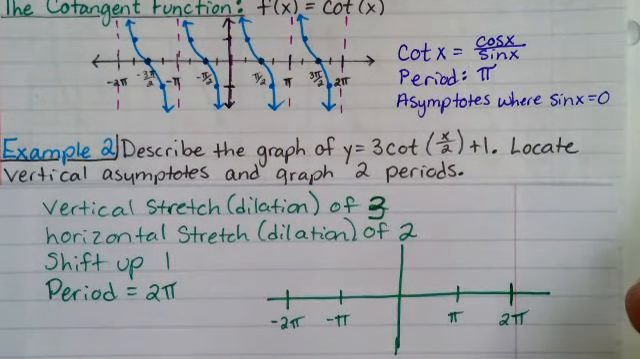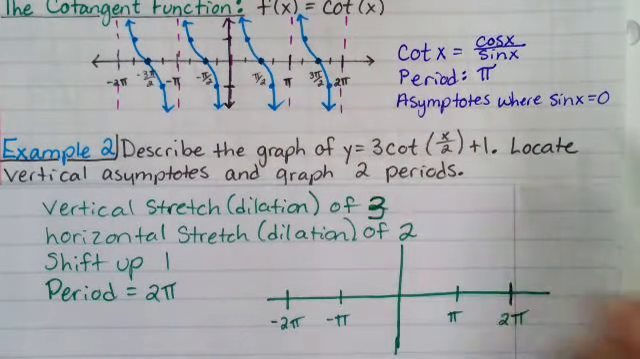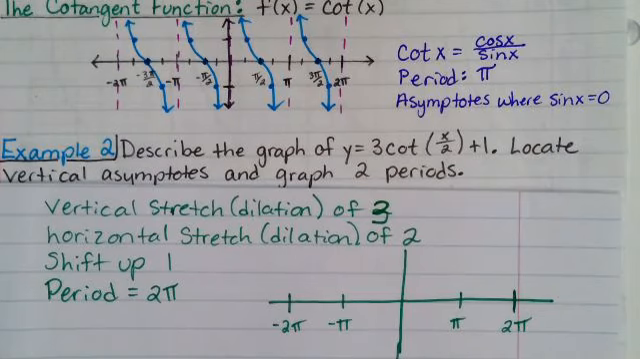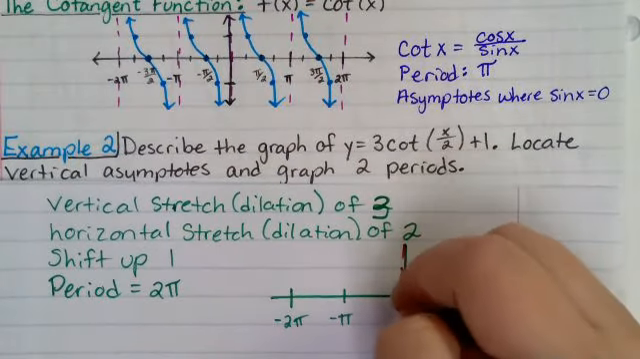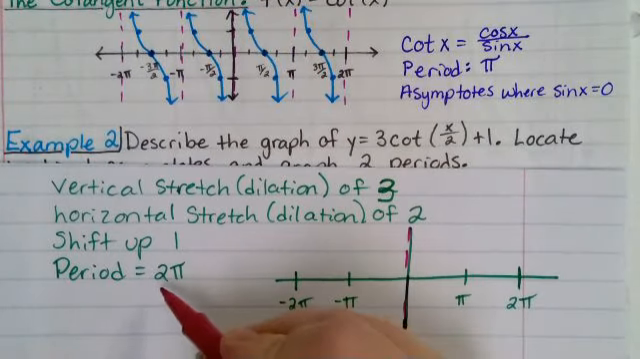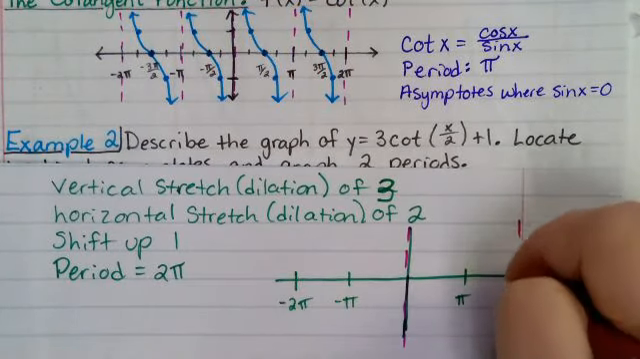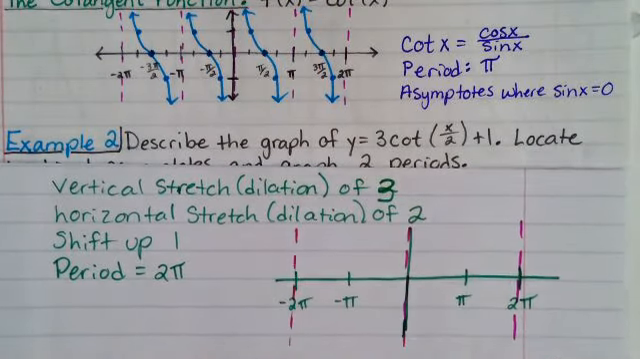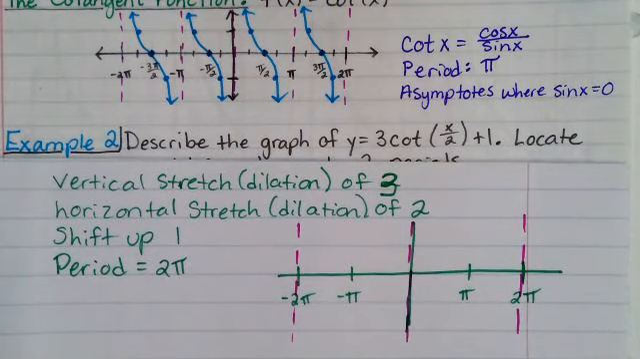And remember with the cotangent function that you end up with an asymptote on the y-axis, assuming that it's not shifted left or right. And this has not been shifted left or right. It was shifted up, but not left or right. So we will have an asymptote on the y-axis. We're also going to have one at the end of the period, so at 2 pi, and one at the end of this period, so at negative 2 pi. That will encompass my 2 periods. Okay, so that helps me figure out that horizontal stretch pretty well.